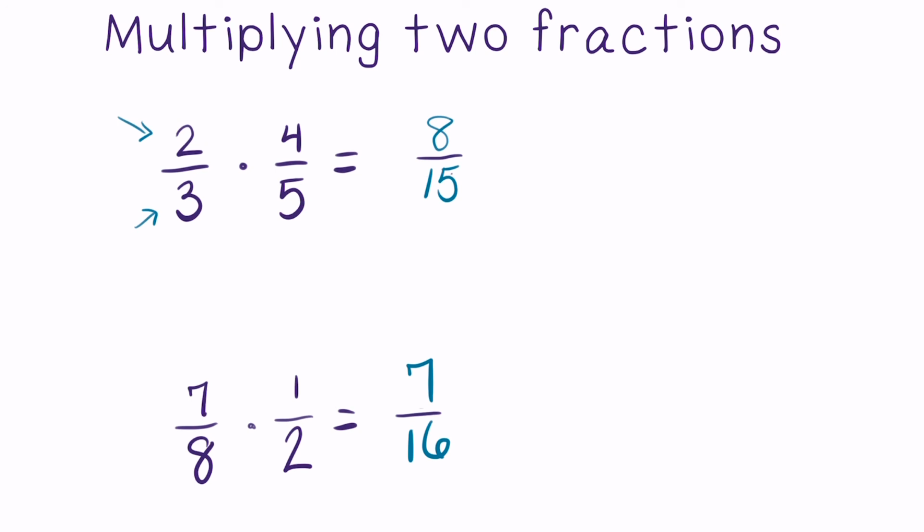Remember, whenever you're trying to multiply two fractions, multiply the first numerator by the second numerator to get the numerator in your answer, and then multiply the first denominator by the second denominator to get the denominator of your answer. You simply multiply across numerators, multiply across denominators, and you have your answer.